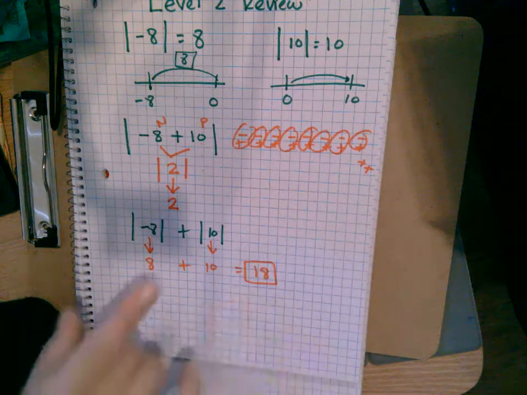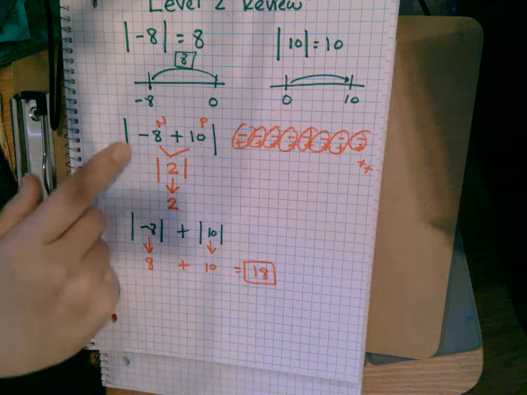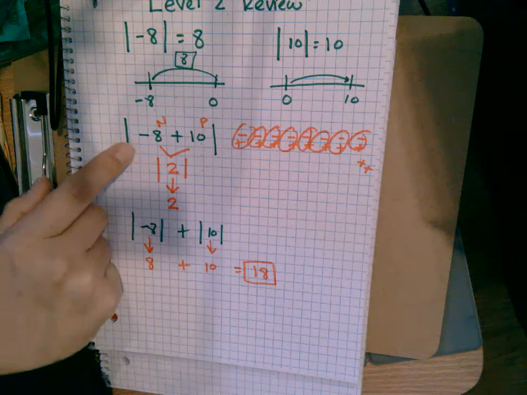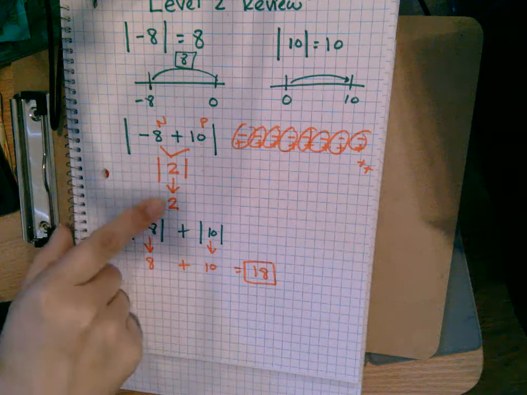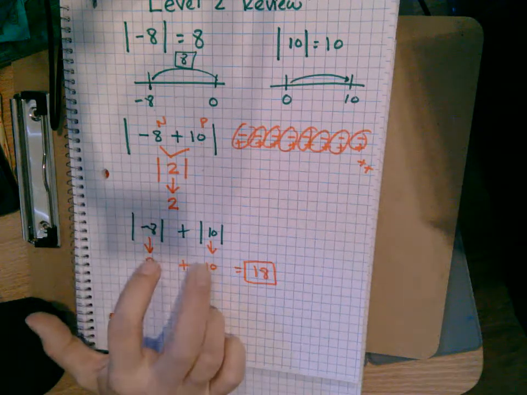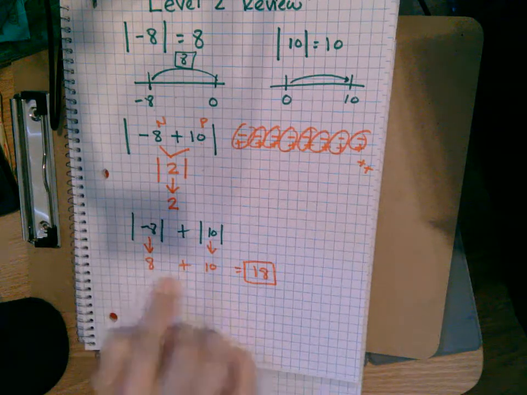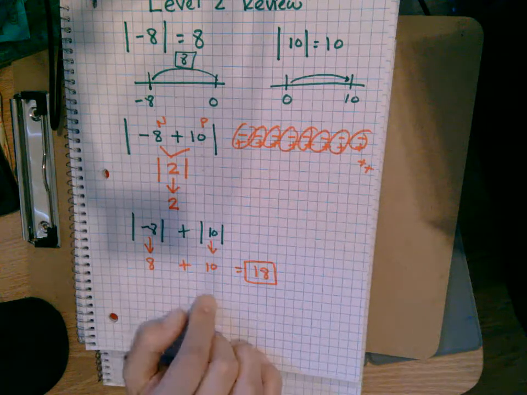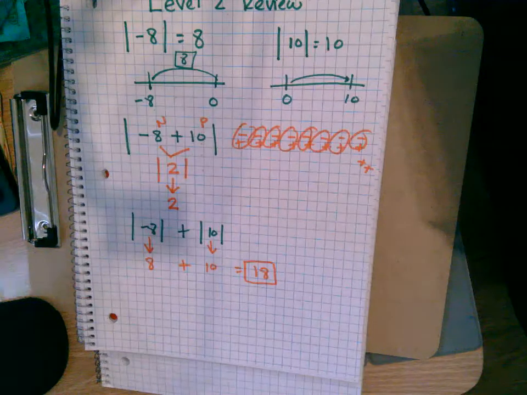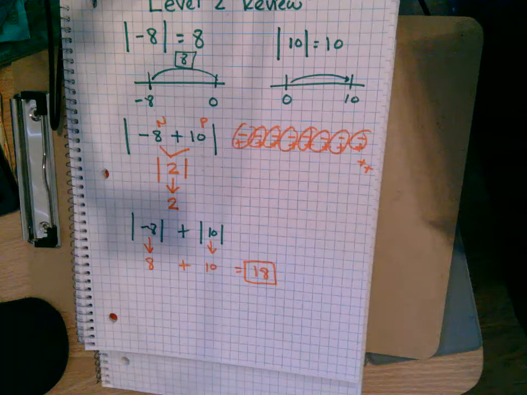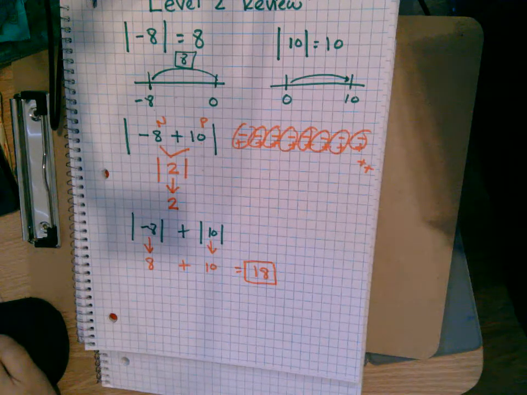18. So notice a difference between these two problems. Here, they're together, so we do the math first and then drop it down. Here, since they're separate, we just drop them down and then do the math. We get 2 different answers because of the placement of the bars. Any questions so far? Okay.